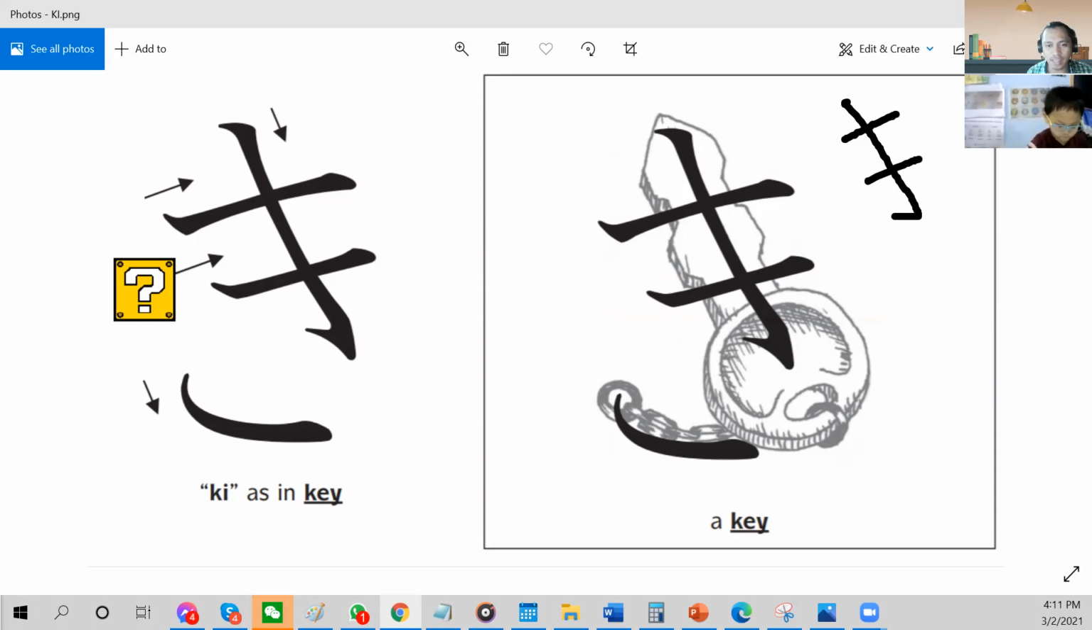Okay. How about if we write, let's try to write, let's have spelling. I want you to write on the board. Aki. Can you say Aki? Okay. Aki. Okay, right. Aki. What's Aki? It means autumn. What's autumn?